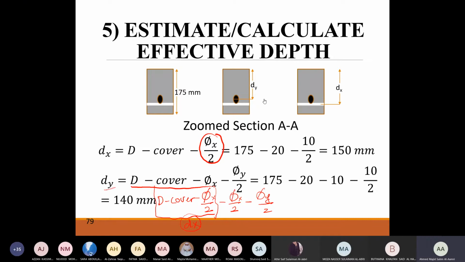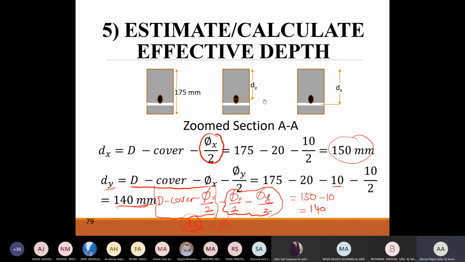So if we want to calculate dy, then dy is equal to dx minus half of the x bar minus half of the y bar. And if we say they are the same, then I can say it's dx minus 1 diameter. So if my dx is 150, it's 150 minus 1 diameter, and the diameter is 10. So 150 minus 10 is going to be 140, whatever you see here.